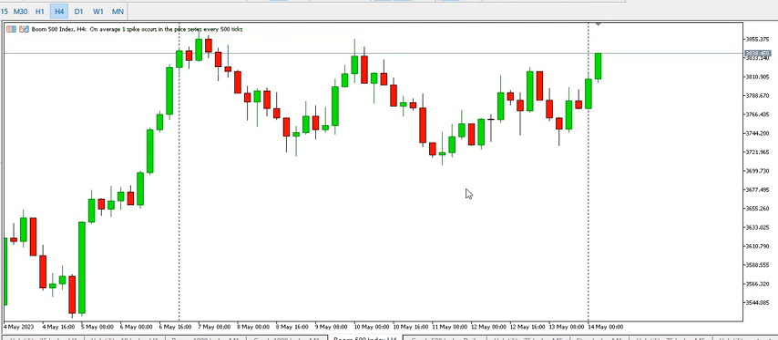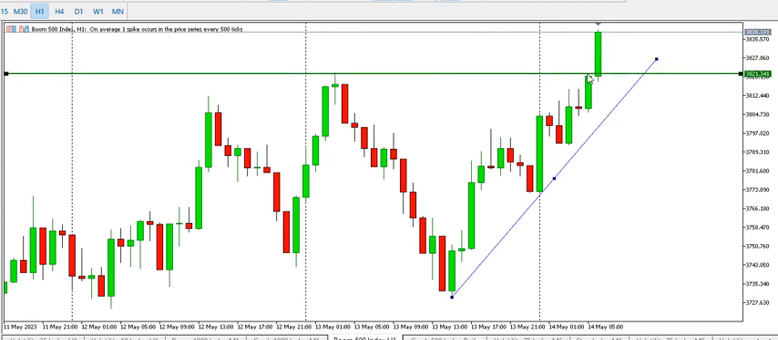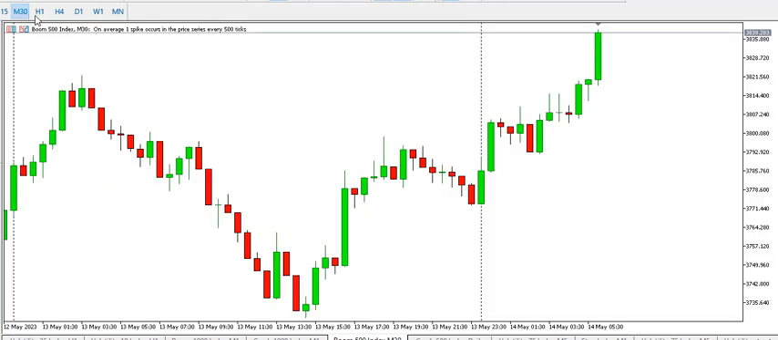So that's that for Boom 500, it is bullish. Look at the 1-hour time frame, it's bullish. Look at the strength and the momentum of the buyers. You can see the buyers broke structure around here. See the structure break and price is going up, spiking up. So join the buyers for Boom 500 index. Look at the momentum.